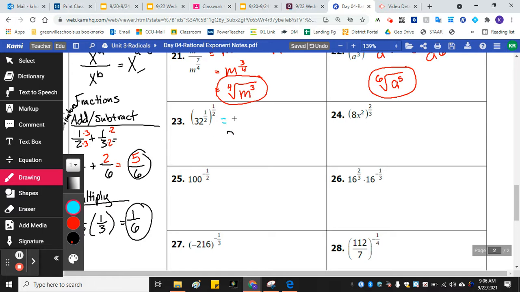So 32, when I raise a power to a power and multiply, 1/2 times 1/2. 1 times 1 is 1. 2 times 2 is 4. So this is the fourth root of 32 raised to the first power. And I think 32 can break down. So 2 and 16, 4 and 4, 2 and 2, 2 and 2. Yeah, there's 5 twos. So if I have 5 twos and I'm grouping in 4, one group comes out and one stays in.